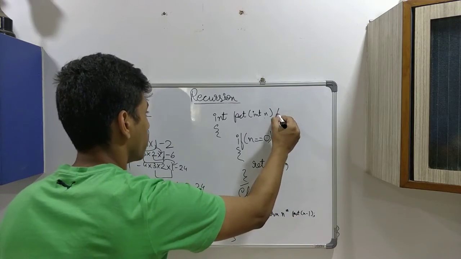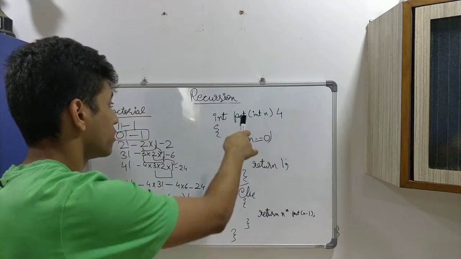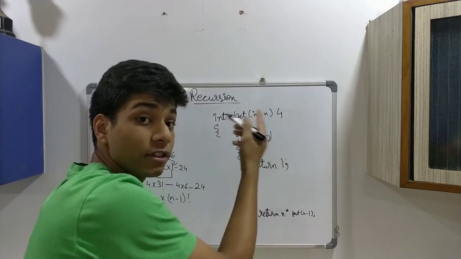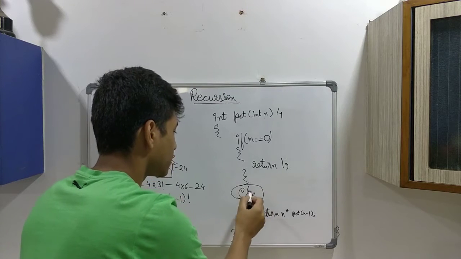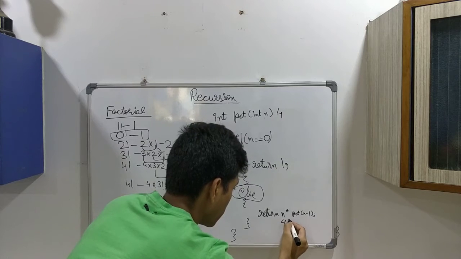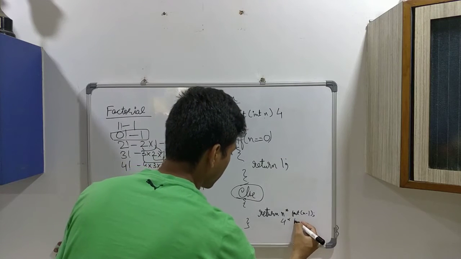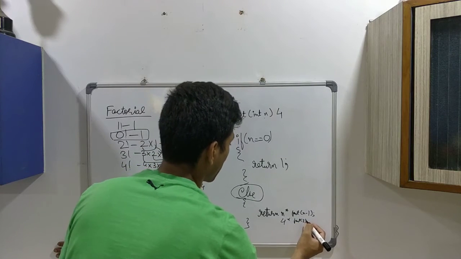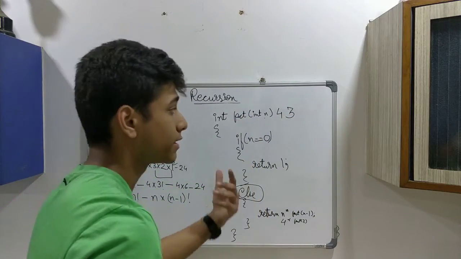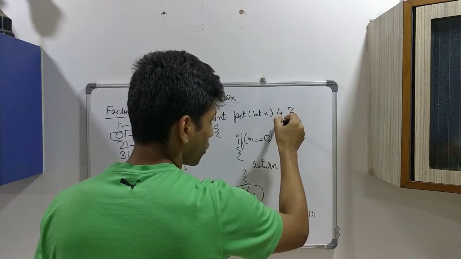For example, let's take the number 4. So int n is 4, passed as an argument to this program. First it checks if it's 0, it's not. So it goes to the else, and here it finds return n into factorial of n minus 1. So factorial of n minus 1 is factorial of 3. So it again goes to the first line where it calls itself. Remember, this function is still working. It's not over yet, the first function.